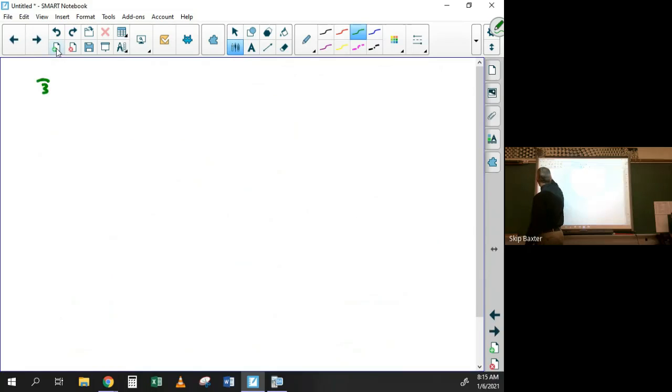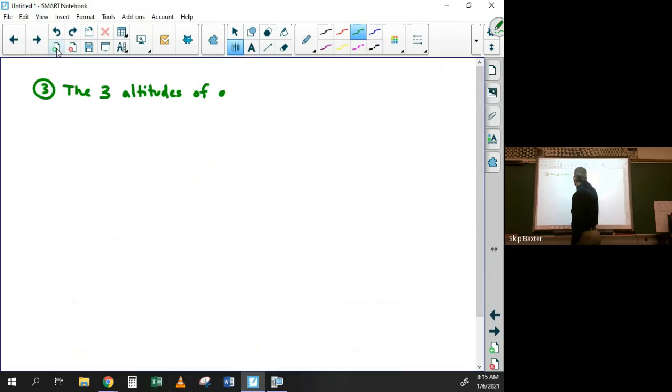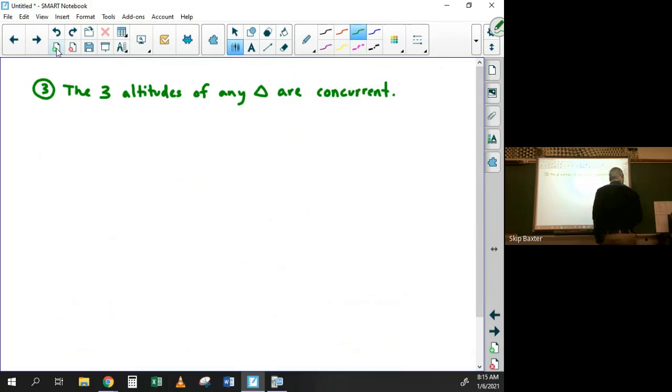Number 3. So what's the third special line segment we talked about yesterday? Altitude. Okay, so it turns out the 3 altitudes are also concurrent. The 3 altitudes of any triangle are concurrent. And yes, you guessed it, their point of concurrency has a special name that involves the word center.